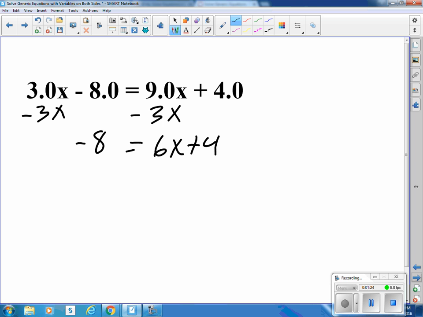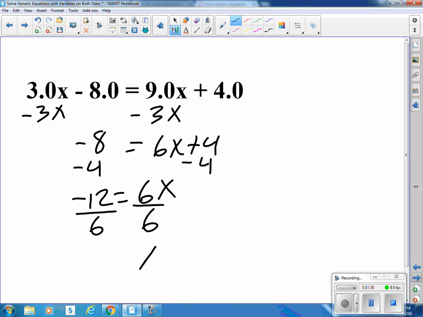Well, the opposite of add 4 is subtract 4. And the opposite of multiply by 6 is divide by 6. 6 divided by 6 is 1. So 1 times x is x. Negative 12 divided by 6 is negative 2.